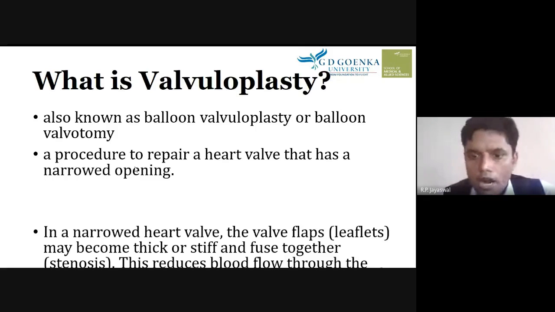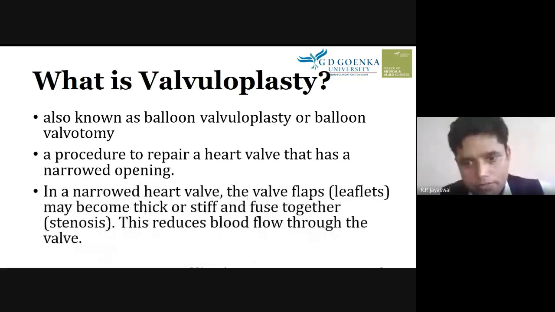In a narrowed heart valve, what happens? The valve flaps, or what we say, leaflets of the valve, may become thick or stiff, and after that they fuse together, and we call this condition stenosis. It can be mitral valve stenosis, it can be aortic valve stenosis. So we studied various stenoses according to the type of heart valve which is involved.